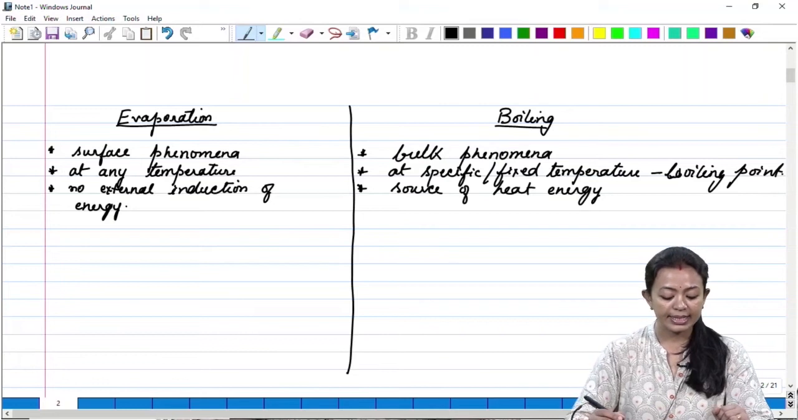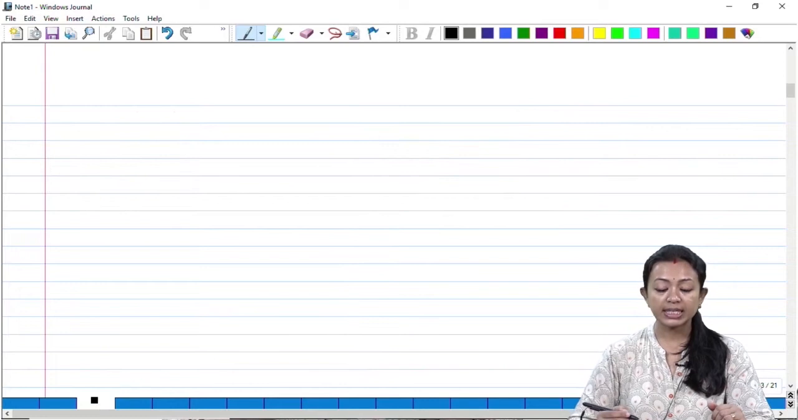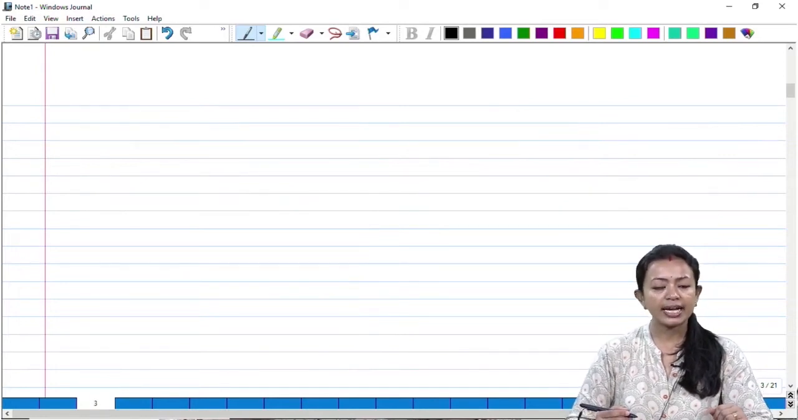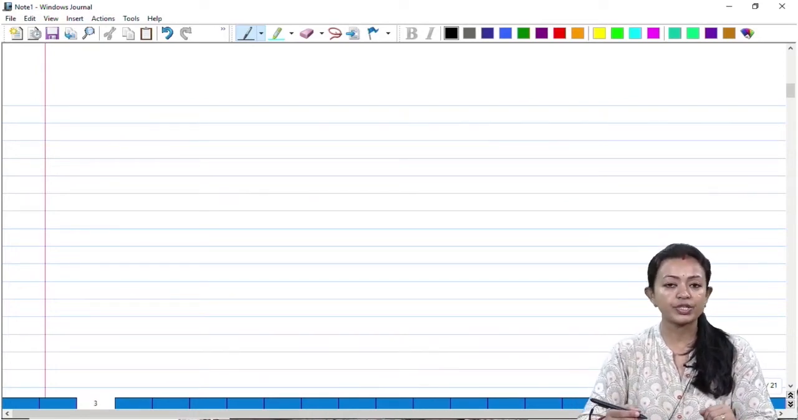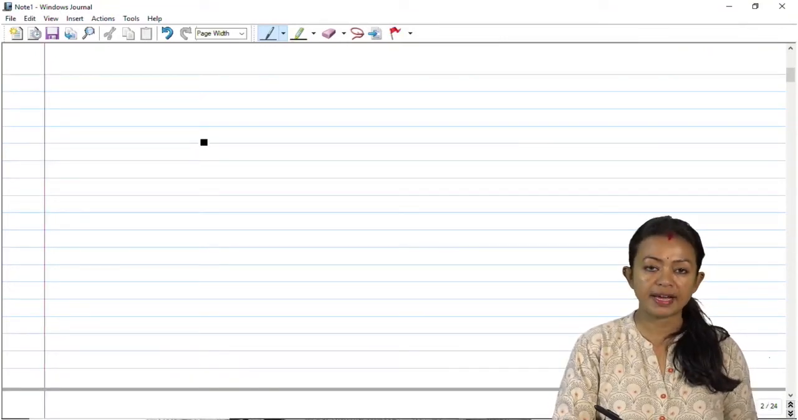For the next point, for evaporation there is no requirement of external energy induction, whereas in case of boiling, there has to be a source of heat energy. So I suppose you understand the difference between evaporation and boiling. Now, as we were discussing evaporation, there are many other factors on which the rate of evaporation depends. So what are the factors that are responsible for evaporation?